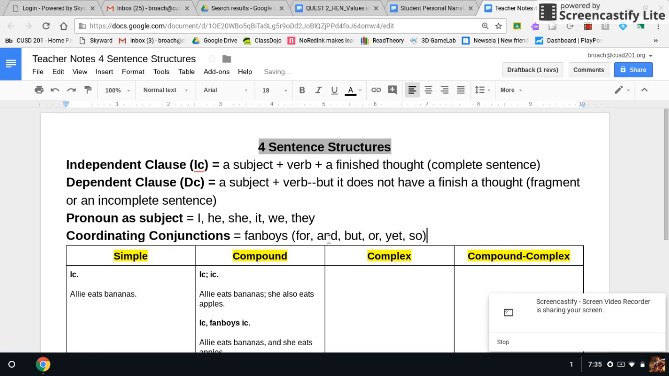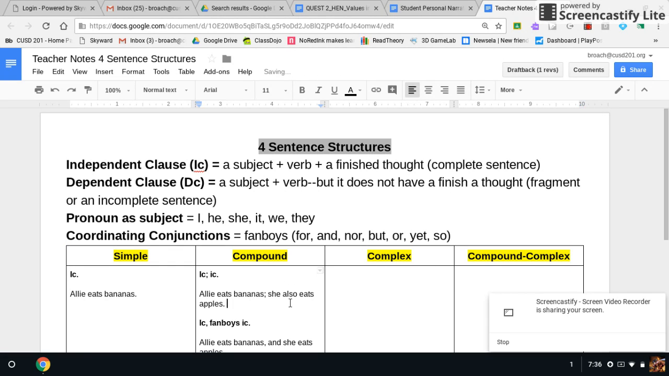FANBOYS. So depending on what you're trying to connect, you might want to use the word "for." "For" is more like "because," and it's kind of outdated. We don't use it as much anymore. We just switch it from a compound sentence to a complex sentence by injecting the subordinating conjunction "because." Anyways, so for, and, nor, forgot one, but, or, yet, and so.